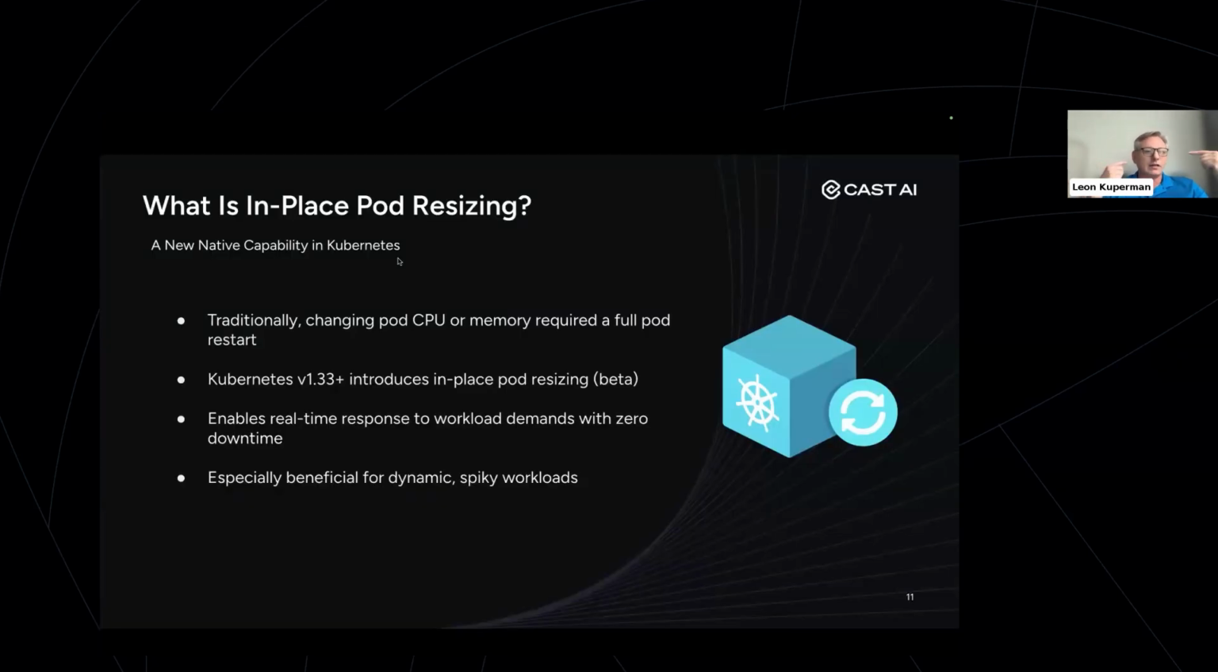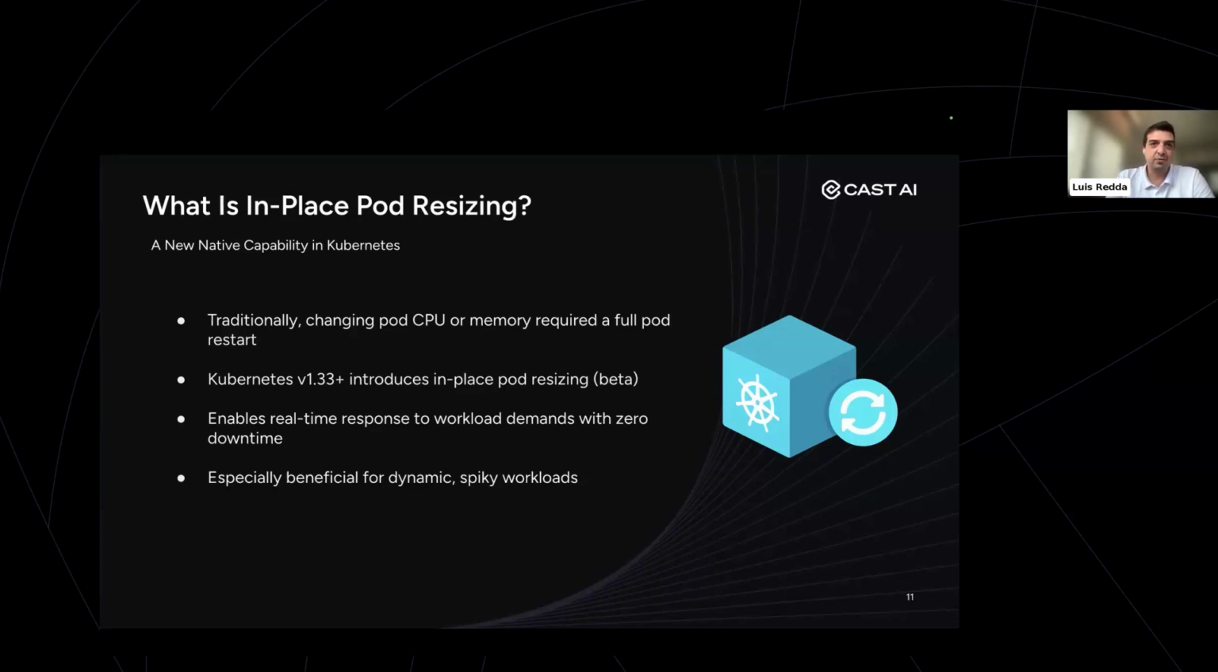Why are we here today? Tell me, what is in-place pod right sizing? Like, what is this thing and why does it matter? Perfect. Traditionally, before Kubernetes 1.33, to make any adjustment in CPU or memory requests, they required a pod restart.